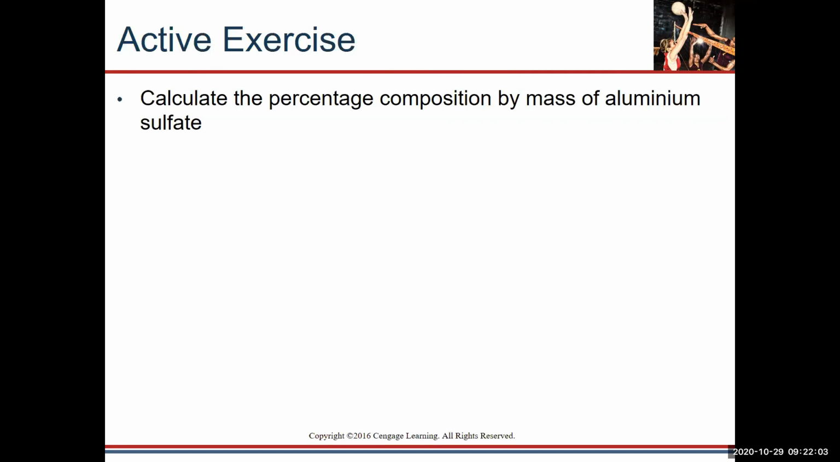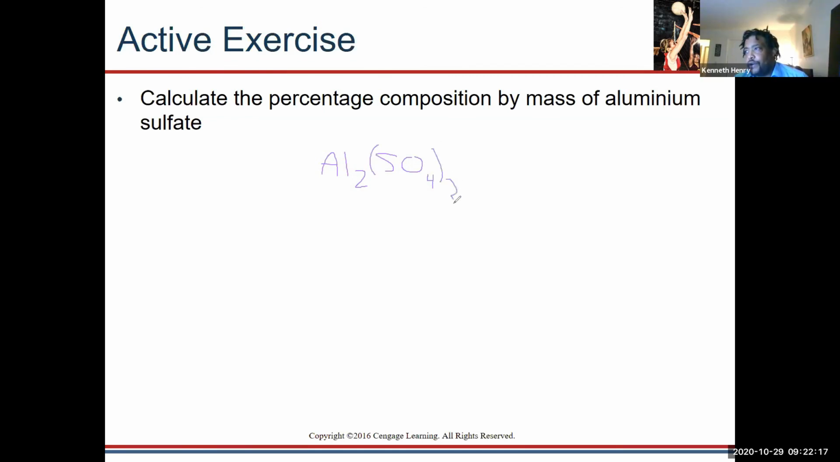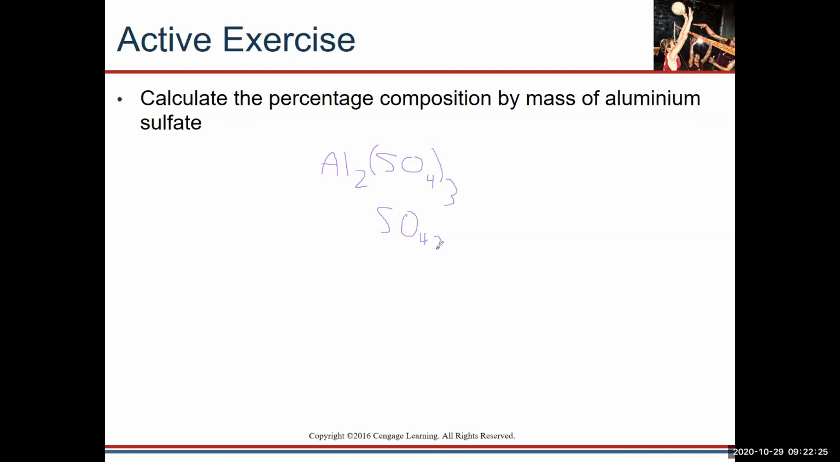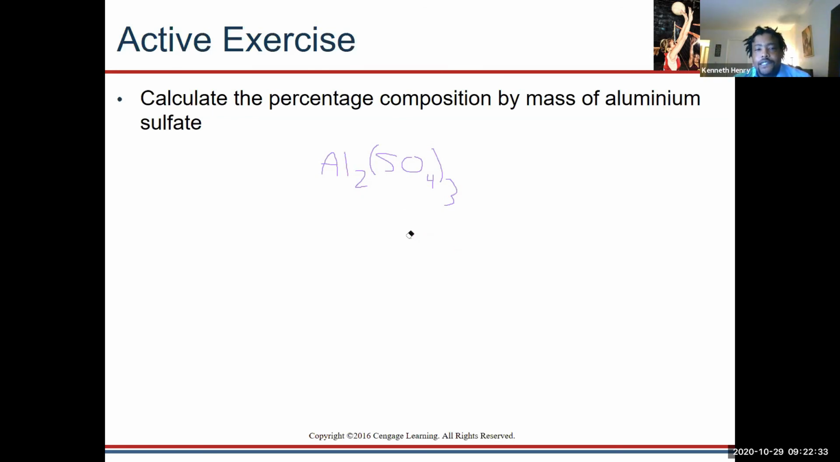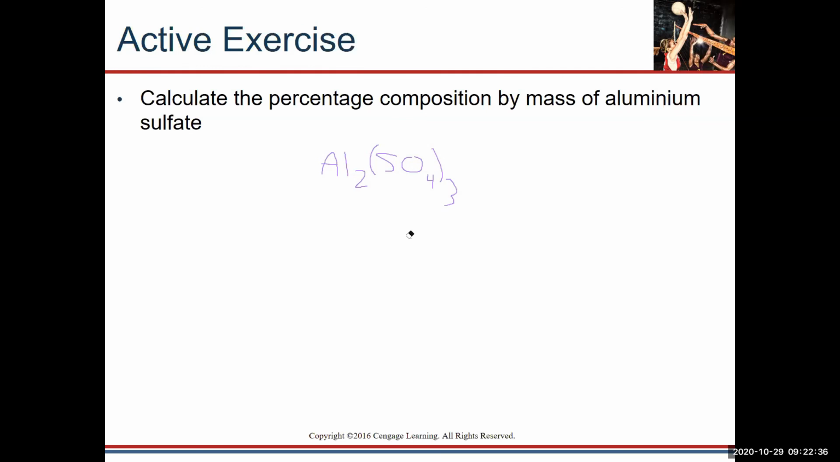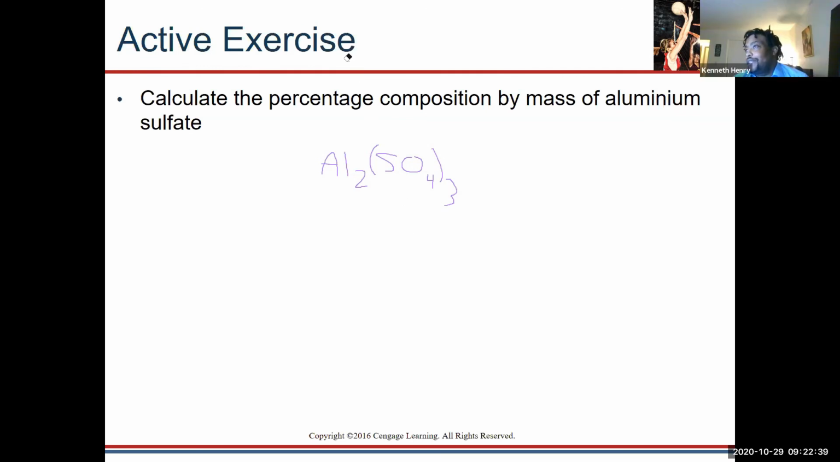It would be Al2(SO4)3. Correct me if I'm wrong, anybody. Is it like this 3, or is it SO4 3? You have to have it in parentheses. Okay. Anybody disagree? Anybody agree? That looks right. Yes, it's right. Okay, so you got agreement. Okay, good.